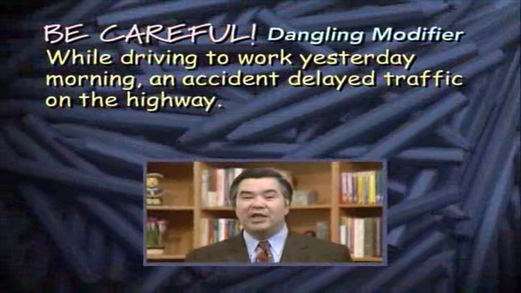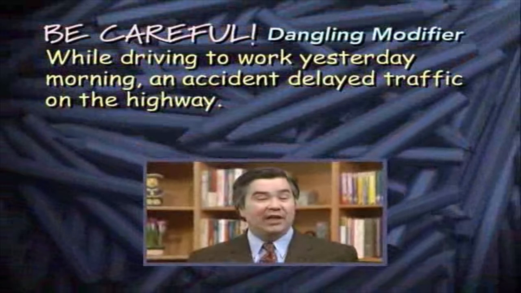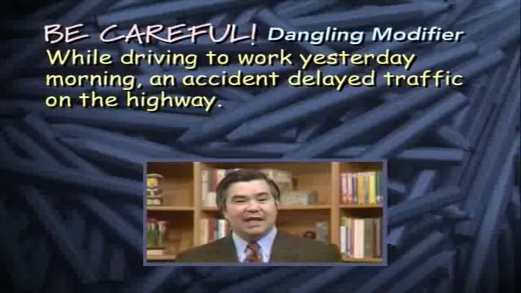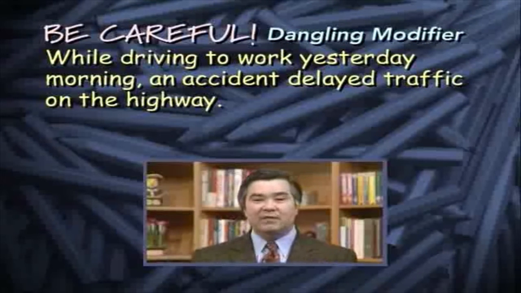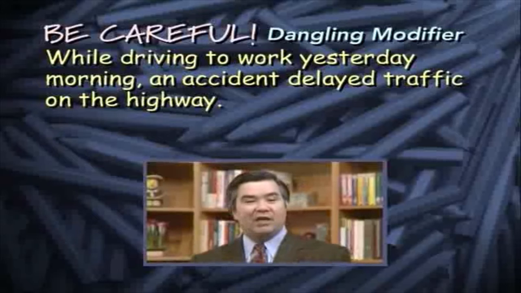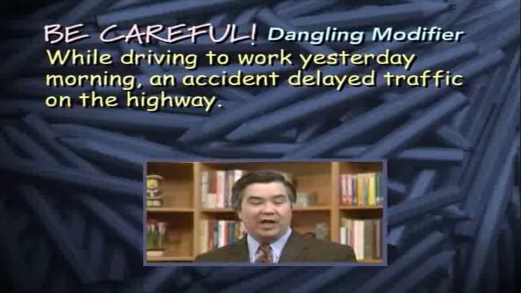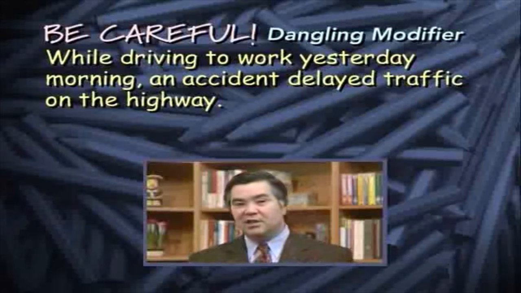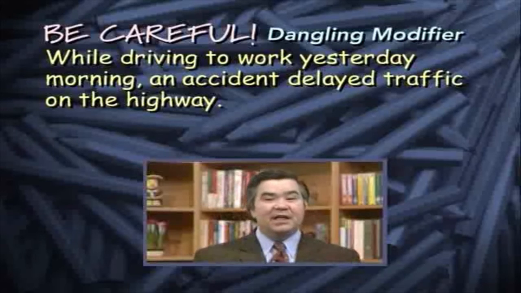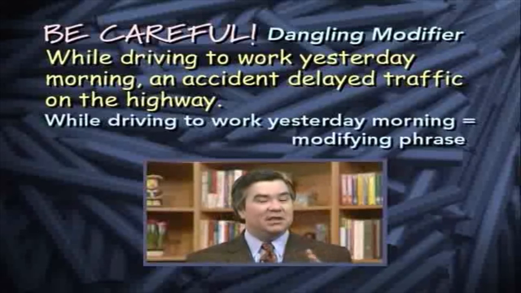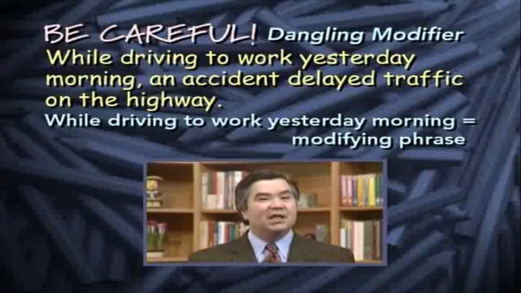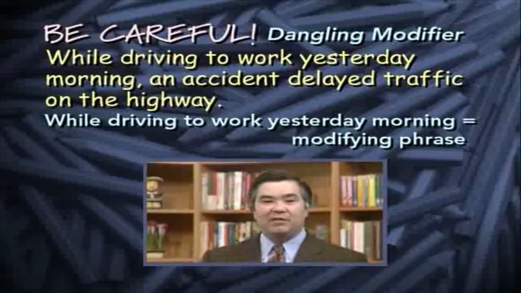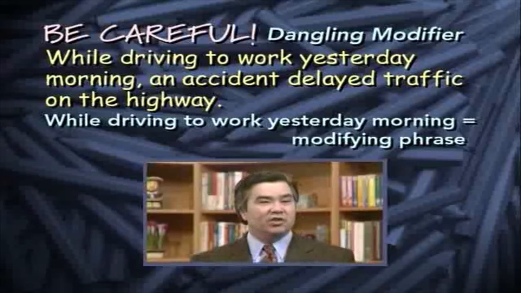"While driving to work yesterday morning, an accident delayed traffic on the highway." Okay, let's take a look at this sentence. After the comma, we have the main part of the sentence: an accident delayed traffic on the highway. We have the verb delayed, the subject accident, and that could stand alone as a sentence. What comes before the comma is a modifying phrase, which is designed to give more information, to add some detail about what's being described in the main part of the sentence: while driving to work yesterday morning.